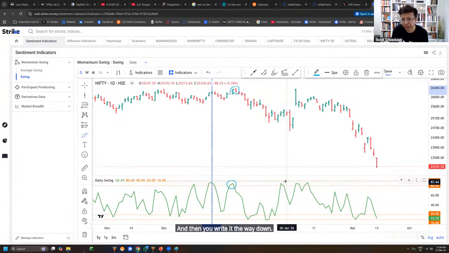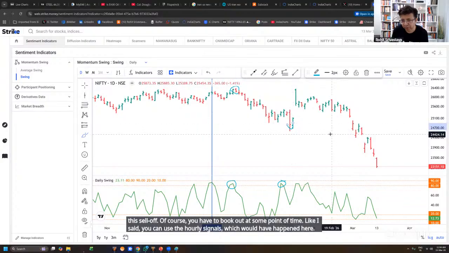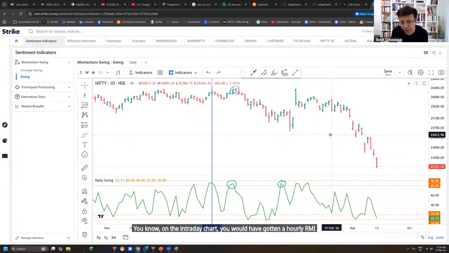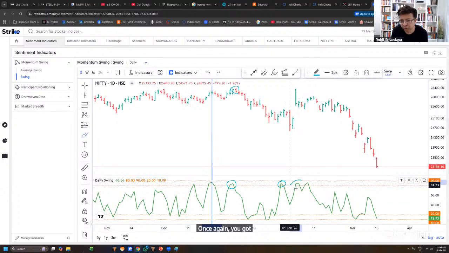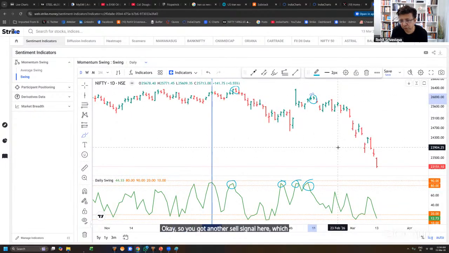It would again give you that signal here 1 day before the budget. You got this sell off. Of course, you have to book out at some point of time. Like I said, you can use the hourly signals, which would have happened here. On the intraday chart, you would have gotten an hourly RMI trend reversal and you could exit. Once again, you got those signals, you got it here, you got it here. Okay, so you got another sell signal here, which is still ongoing.